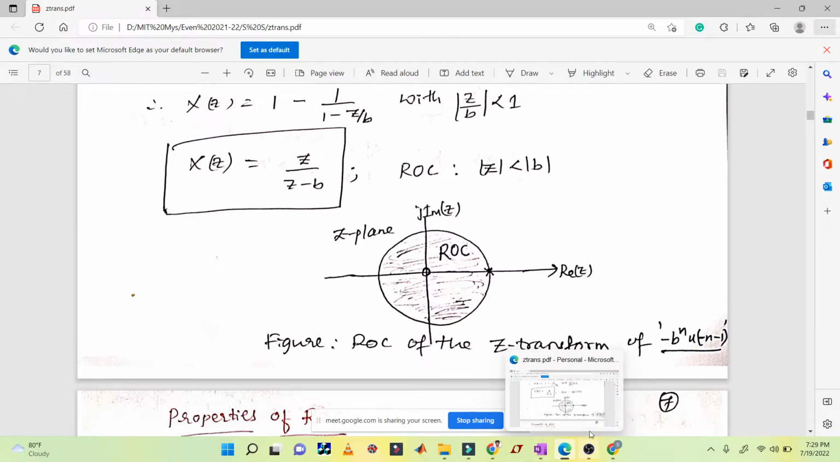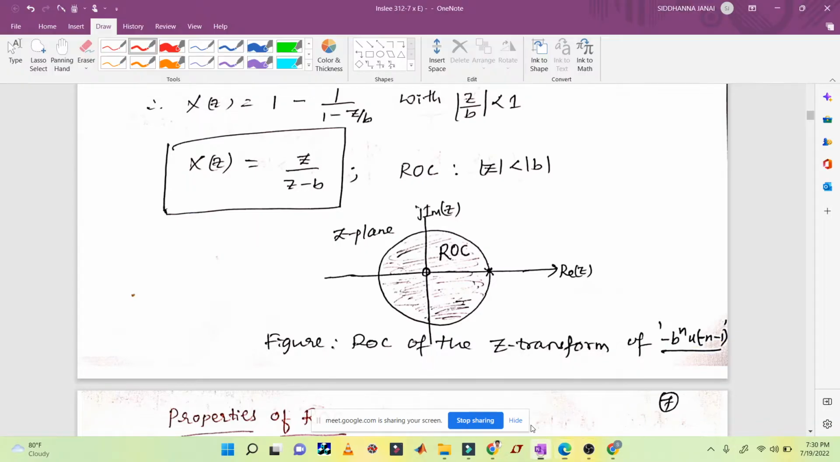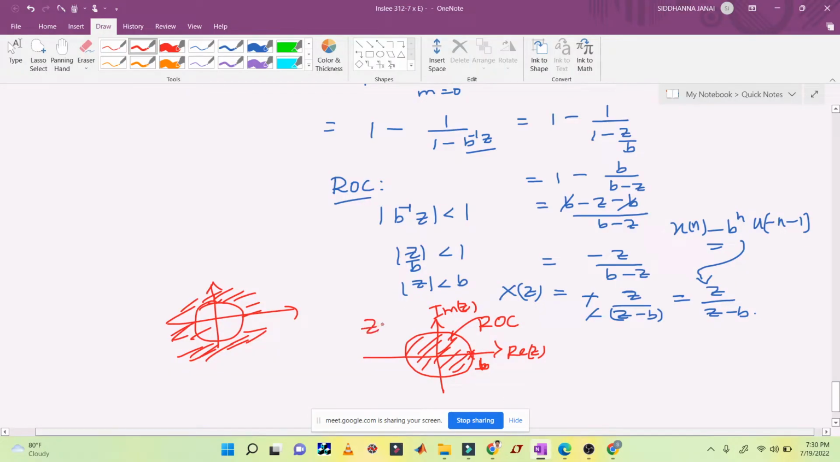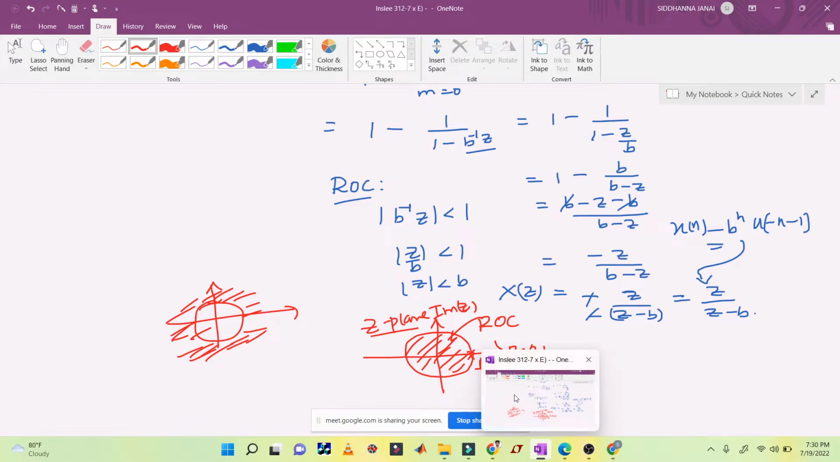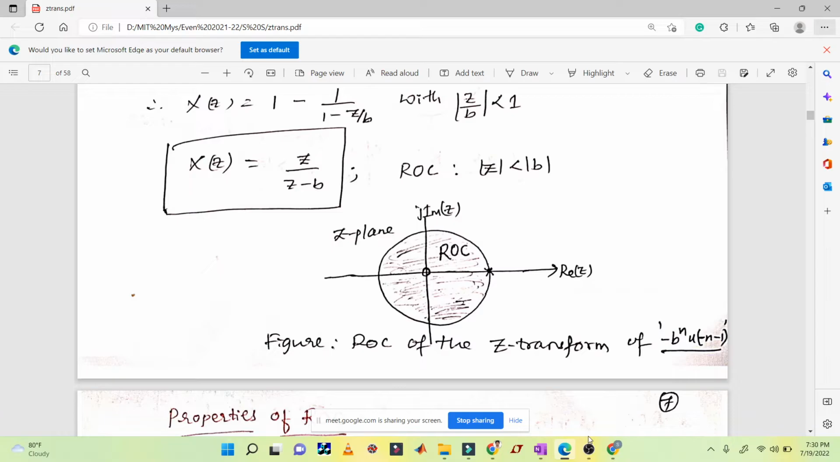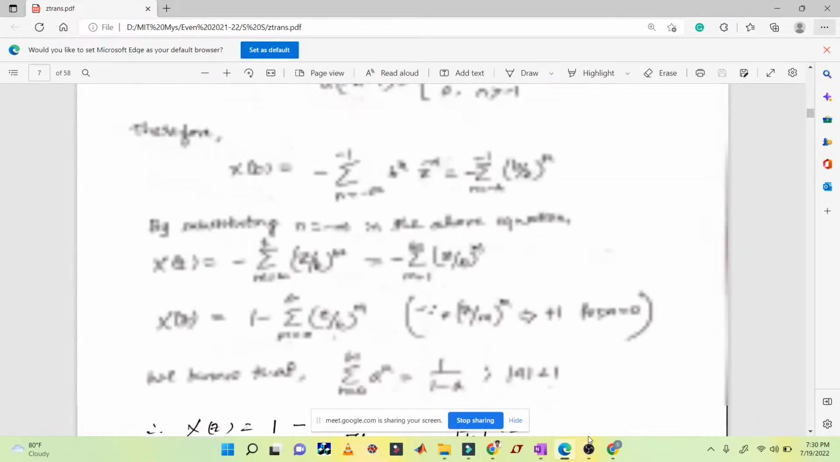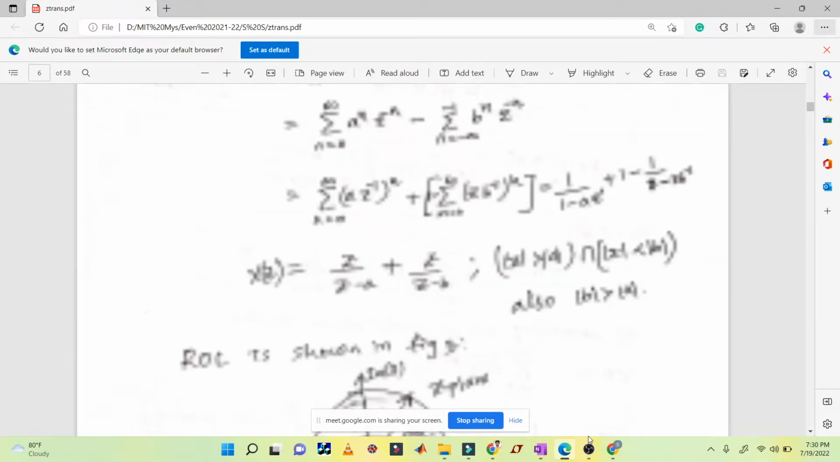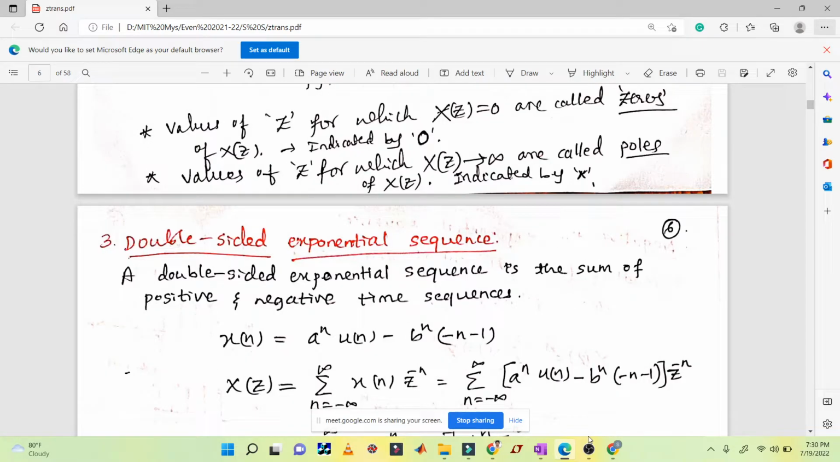Okay, the only thing I forgot to mention was that this is called the z plane. In the z plane we have imaginary and real axis, and the ROC is denoted by this circle, which is inside the circle: the region of convergence for a left-sided sequence, standard sequence. Now for a two-sided sequence we need to just combine whatever we have learned in both the cases.